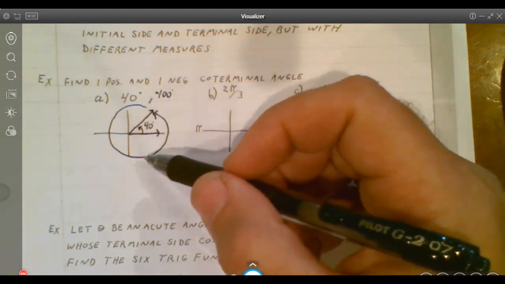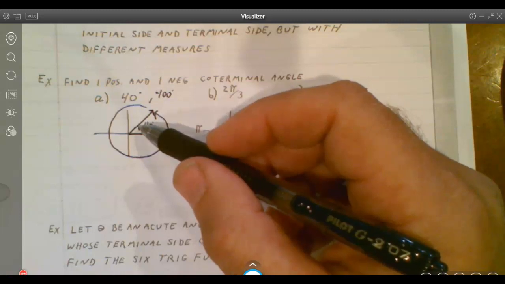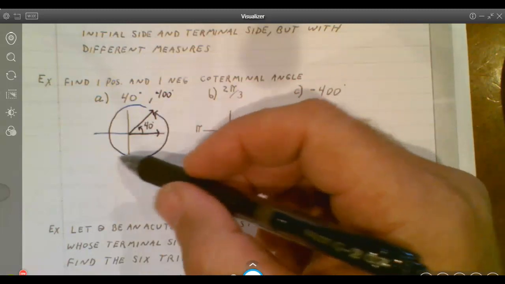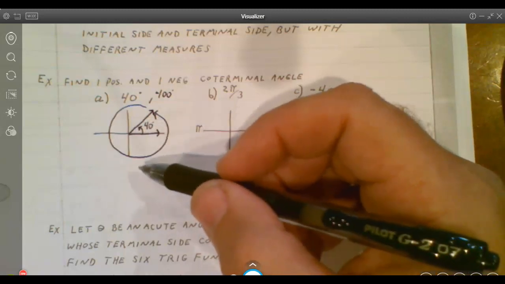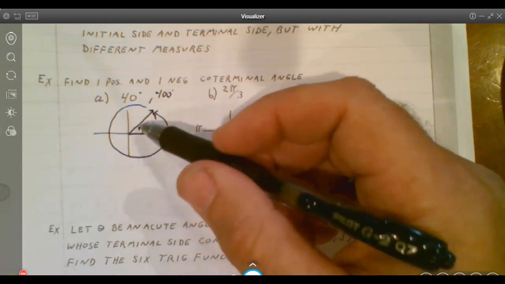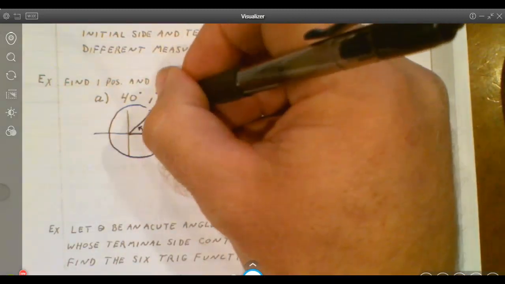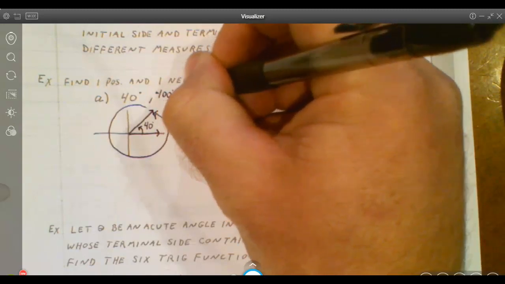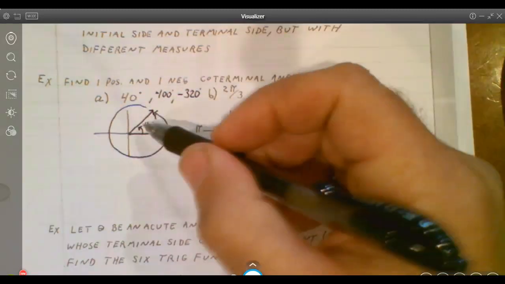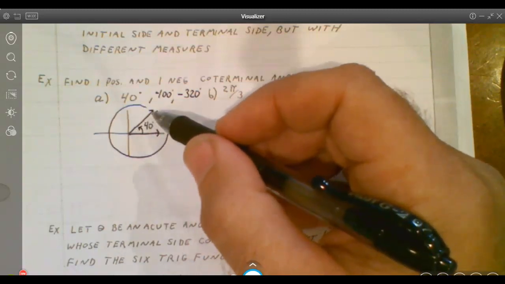If I wanted to get a negative coterminal angle, we know from this guy, I could travel negative 360 degrees. Puts me right here, but now it's going to be in a negative measure. So if I did 40 degrees minus 360, I'm at negative 320, but I'm in the same ending position. The same terminal side would still be right here, right?